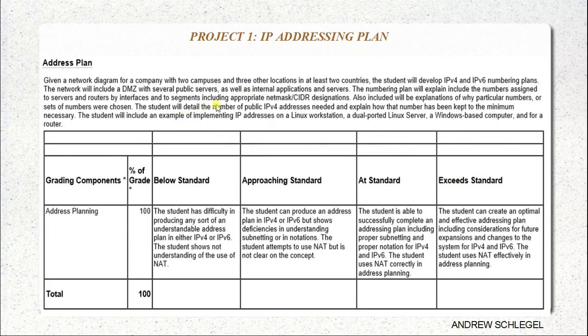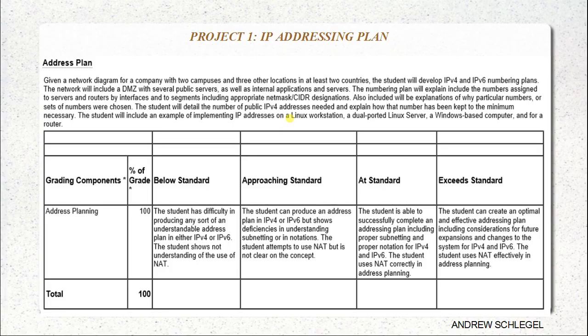Given a network diagram for a company with 2 campuses, 3 locations, and at least 2 countries, the students will develop IPv4 and IPv6 numbering plans. It'll include a DMZ with several servers. The numbering plan will include the numbers assigned to the servers, the routers, interfaces, and segments, including appropriate masks and CIDR designations. Also included will be explanations of why particular numbers or sets of numbers were chosen.